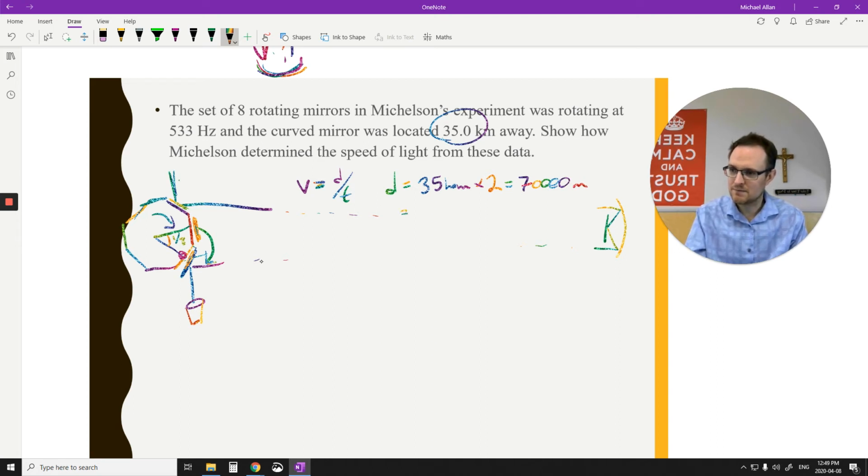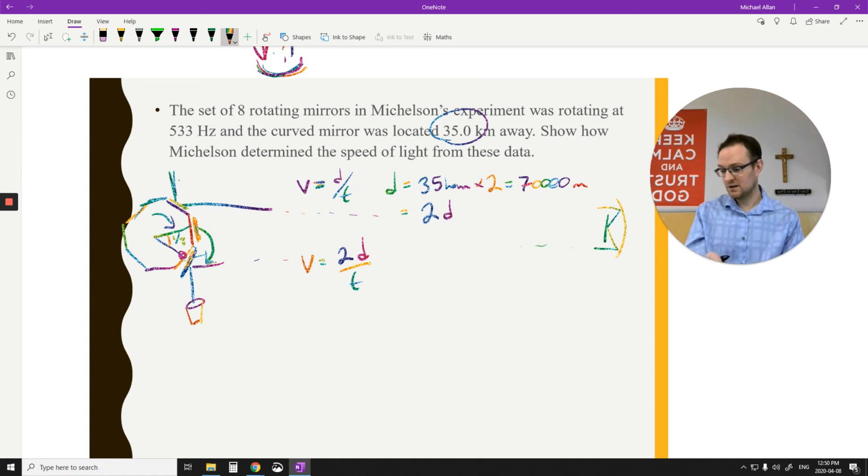If you want, I'm going to write this down later on, but the distance this has to travel is 2 times that distance. So this formula actually turns into 2 times the distance to the mirror over T. Okay, you can put in the 70,000 for. I'm going to create a general formula here first. This formula is not going to be on your formula sheet, so it's one of those you either have to remember or write on your formula sheet. That's fine by me if you just write it on your formula sheet.